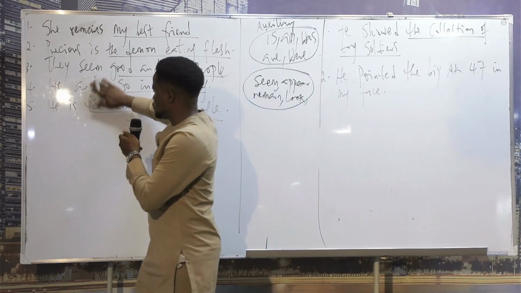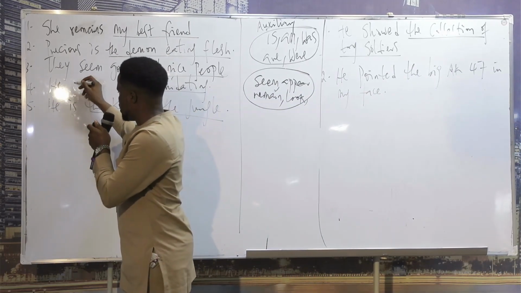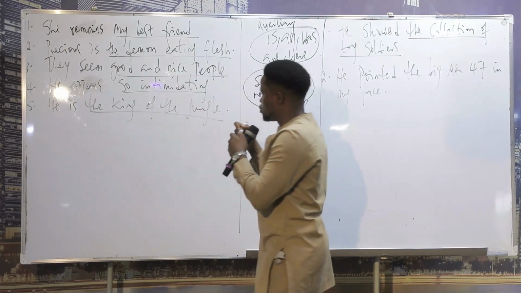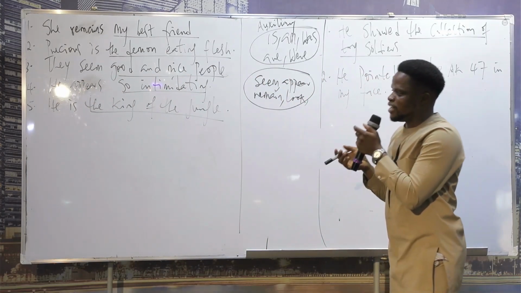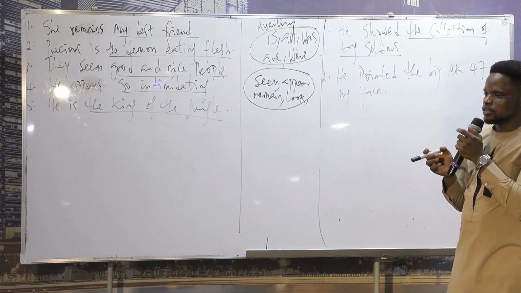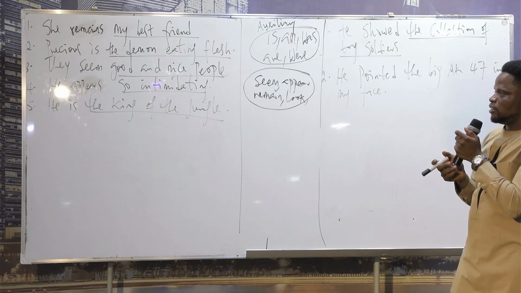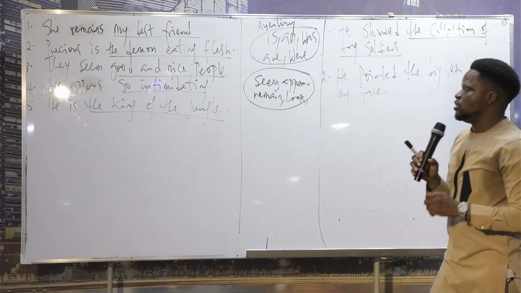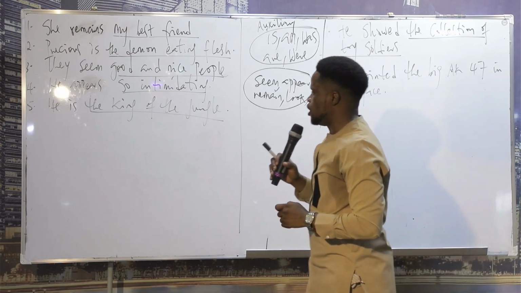Number three: he appears so intimidating. What would be the question, class? He appears what? Answer: so intimidating. Grammatical name, noun phrase; function, complement of what?